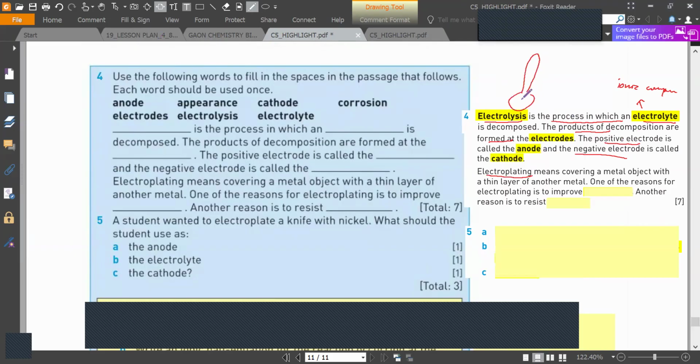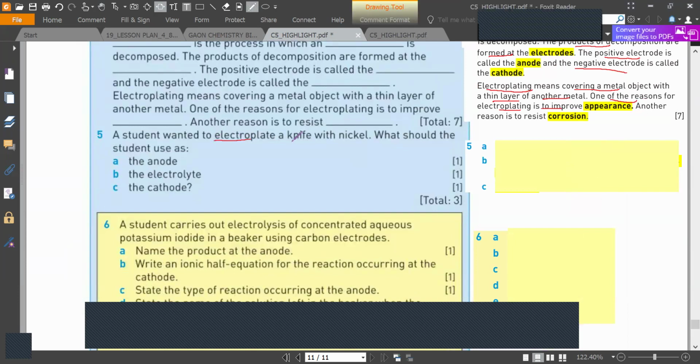Next. What is electroplating? Electroplating means we take a spoon and we want to cover another layer. It is covering a metal object with a thin layer of another metal. One reason for electroplating is to improve appearance, to make it more shiny. Another is to resist corrosion, so make sure it does not corrode or rust. Okay, next.